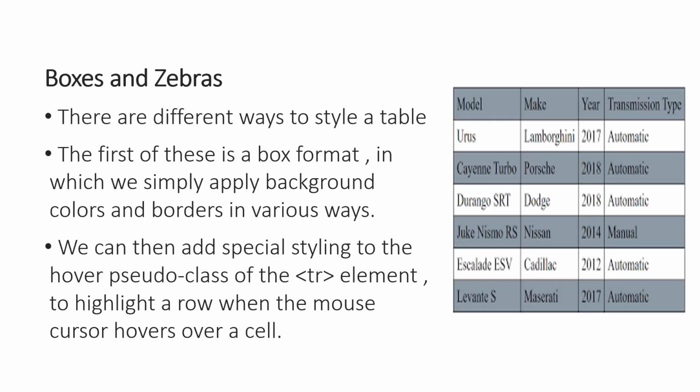The next is boxes and zebras. There are different ways to style a table. The first of these is a box format, in which we simply add background colors and borders in various ways. We can then add special styling to the hover pseudo class of the tr element to highlight a row when the mouse cursor hovers over a cell.